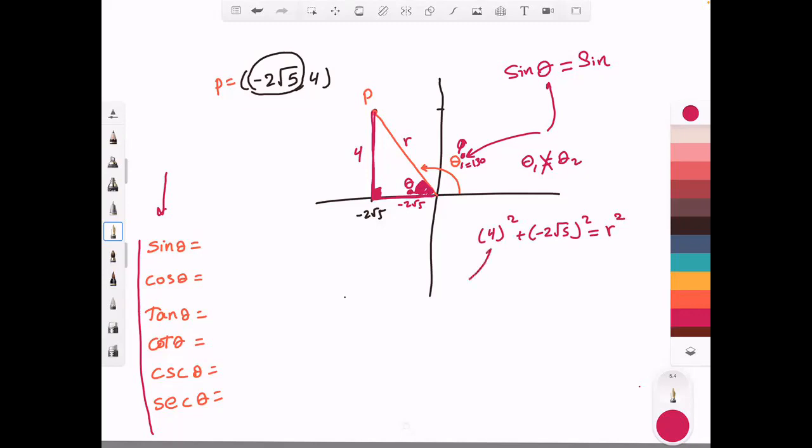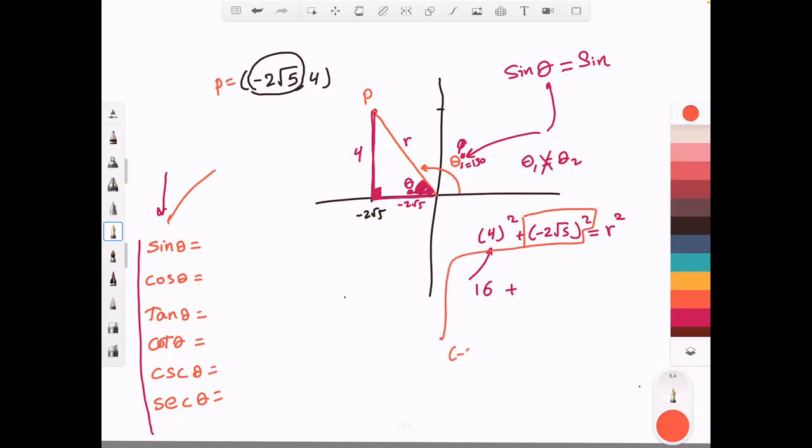So 4 squared is 16 plus (-2√5) squared. We don't want to make any algebraic mistake. If we make a mistake here, then in the next 10 minutes and beyond, all of the problems we solve will be wrong. So you can take this part over here.